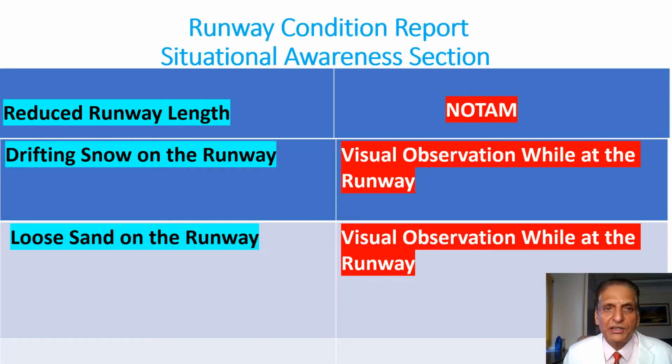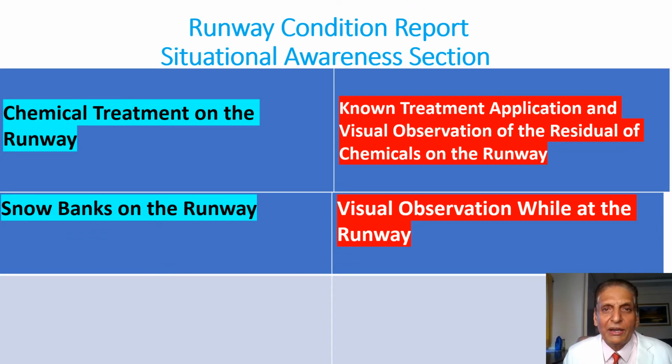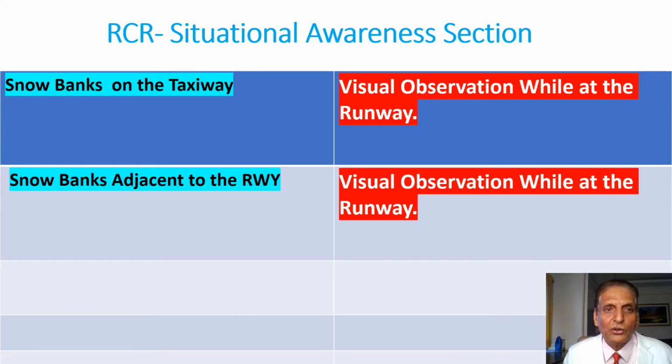Now we shall have a look at the runway condition report, situational awareness section. Reduced runway length, we get it through NOTAM. Drifting snow on the runway, visual observation while at the runway. Loose sand on the runway, visual observation while at the runway. Chemical treatment on the runway, non-treatment application, and visual observation of the residual of chemicals on the runway. Snowbanks on the runway, visual observation while at the runway. Snowbanks on the taxiway, this will also be based on visual observation while at the runway. Snowbanks adjacent to the runway, visual observation while at the runway.